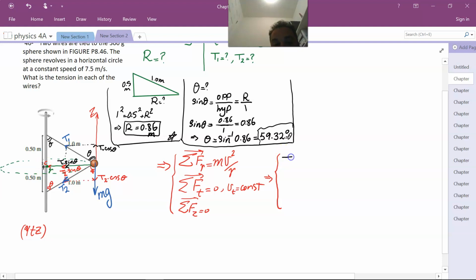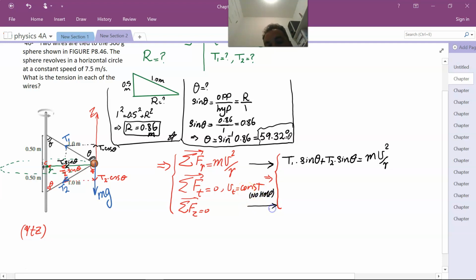So I'm going to have T1 sine theta plus T2 sine theta equal to m v squared over R. This is on the radial axis. On the tangent axis, I don't have any force, so the second one doesn't help me.